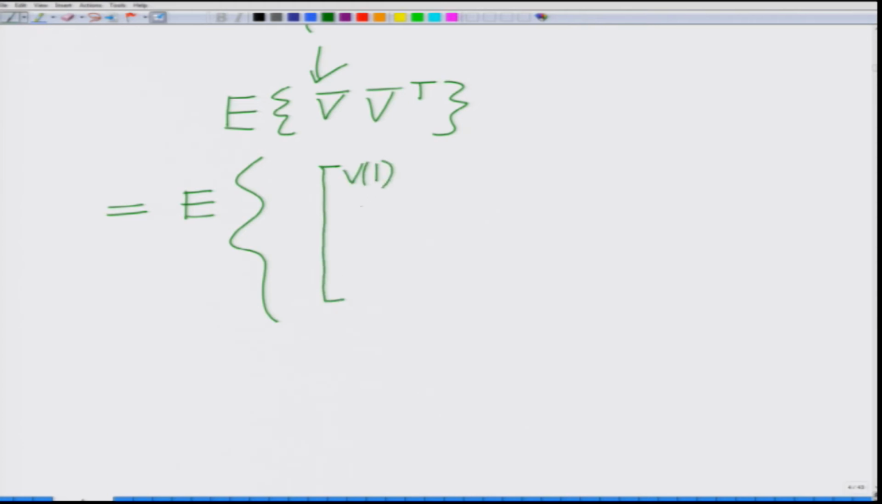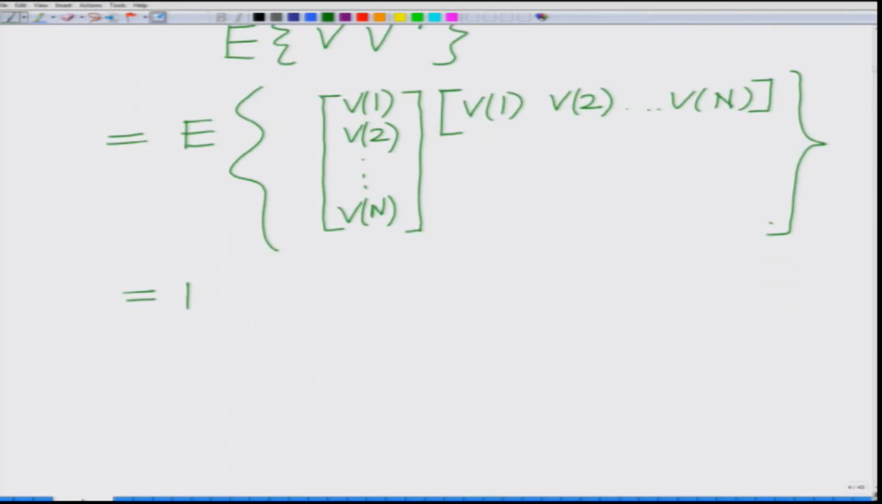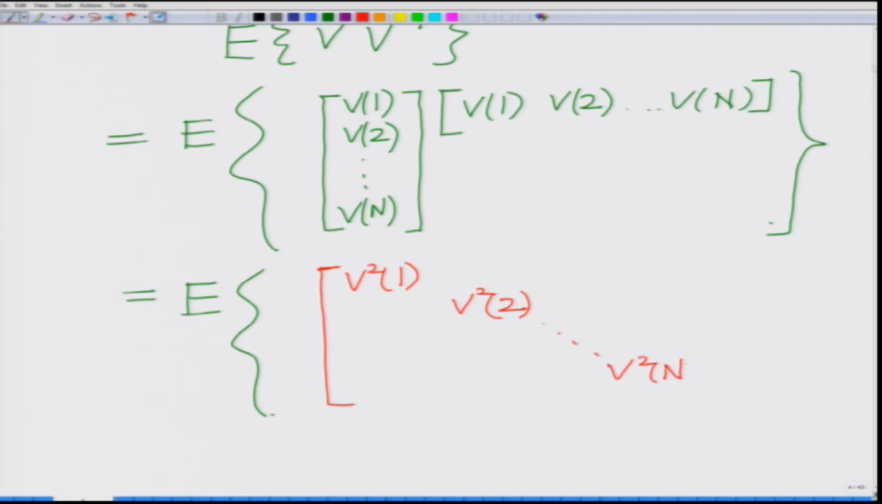V bar is your vector V1, V2, up to Vn, times the vector V bar transpose, which is the column vector transposed, a row vector. Now, I can simplify this. If you multiply this column vector by the row vector, you will get, on the diagonal, all the square elements: V1 square, V2 square, and so on up to Vn square.